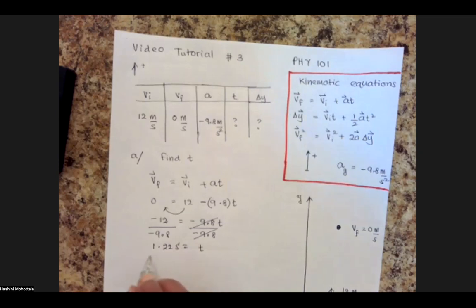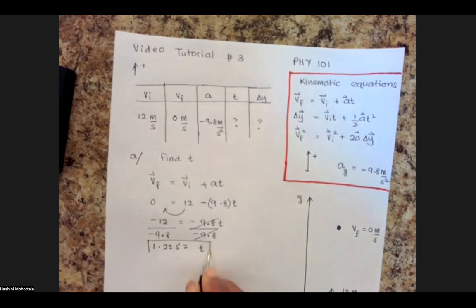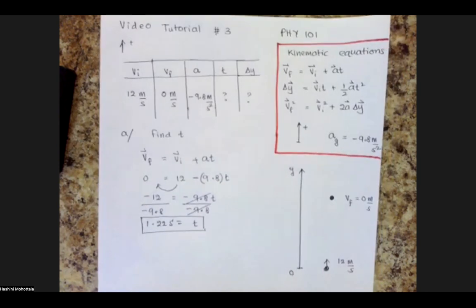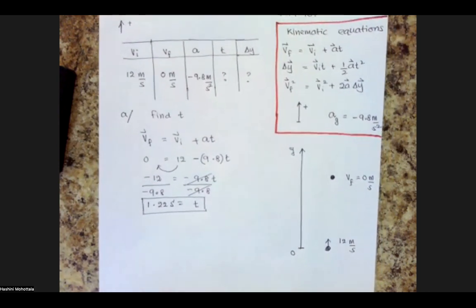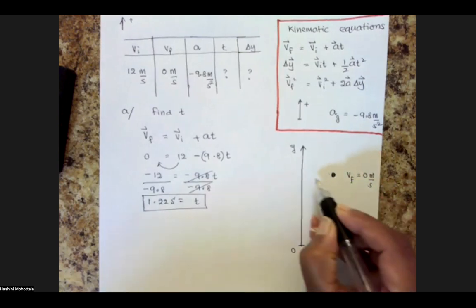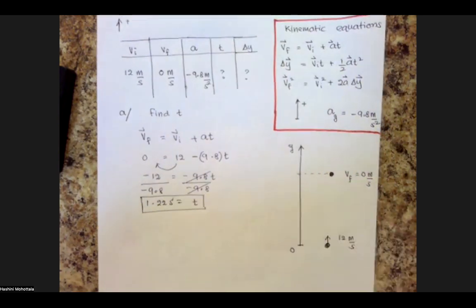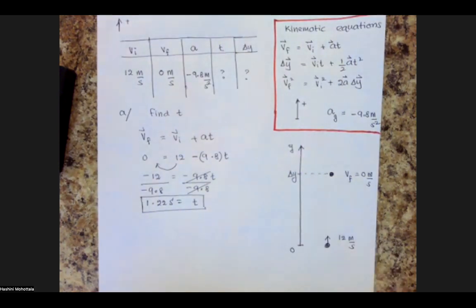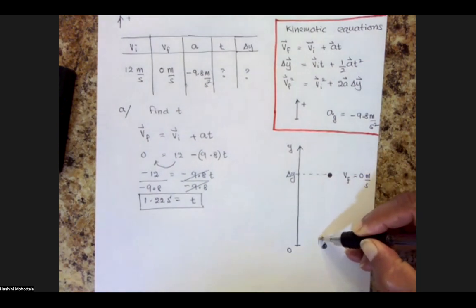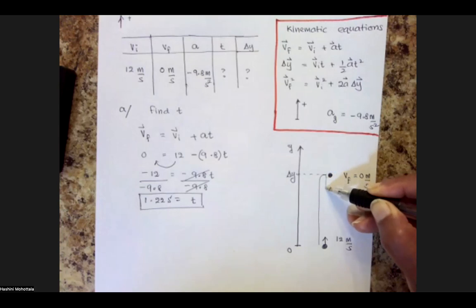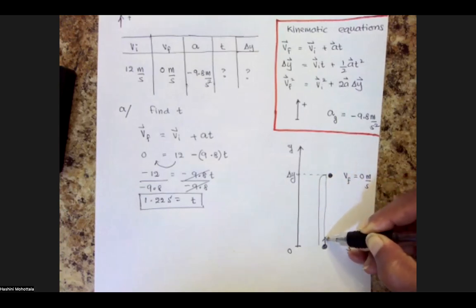So the time for the ball to reach the maximum is 1.22 seconds. Now that we have the time, we can move on to the second part of the question, which asks how far this point is. On the scale, if I mark this, this is my delta y. Going up, the ball reaches the maximum and then it returns. So basically this is what happens, right?